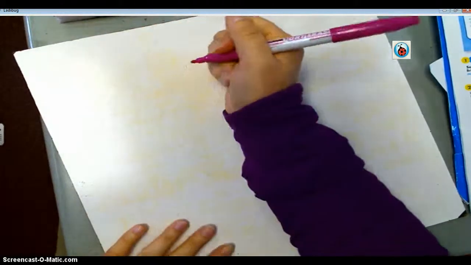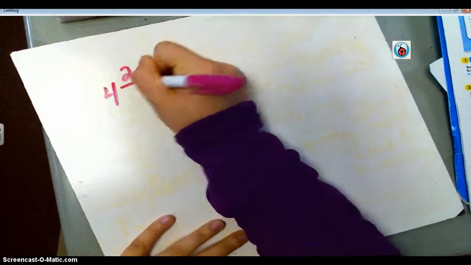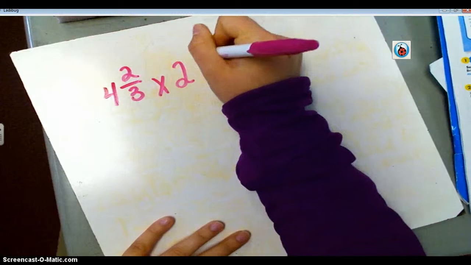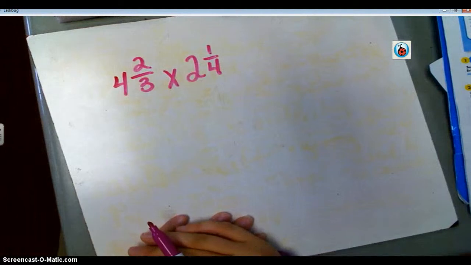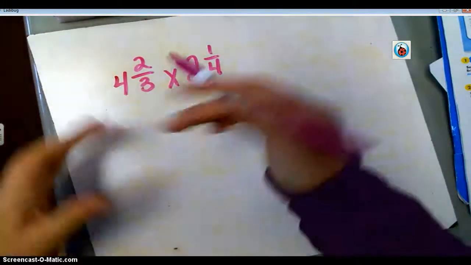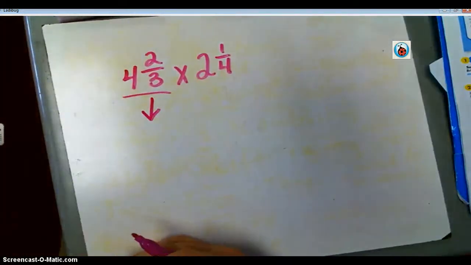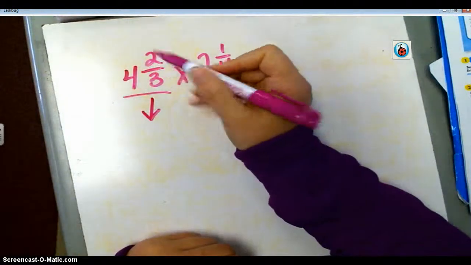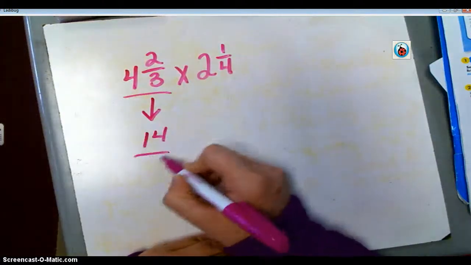Let's multiply 2 mixed numbers. 4 and 2/3 times 2 and 1/4. What's the first step I have to do? What do I have to do when I have mixed numbers? I have to change them to improper fractions. So I'm taking my mixed number here, 4 and 2/3, and changing it to an improper fraction. 3 times 4 is 12 plus my 2. So 14 over 3.